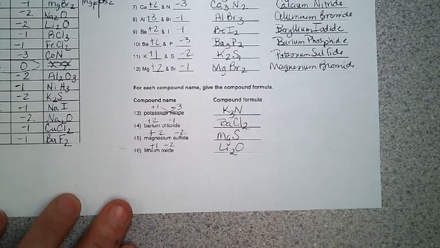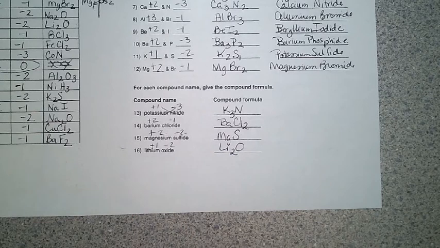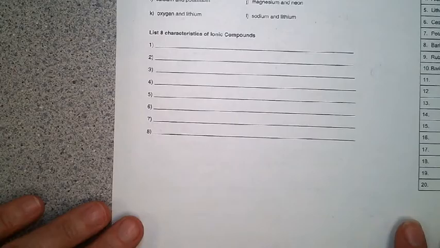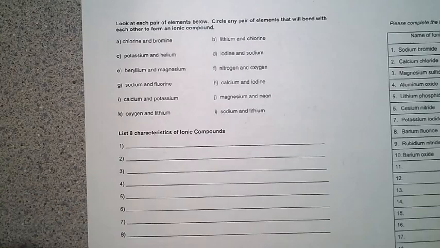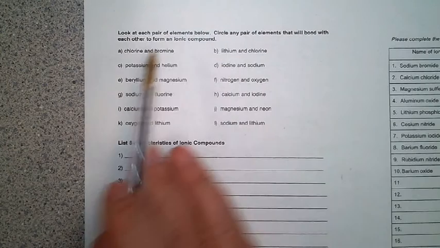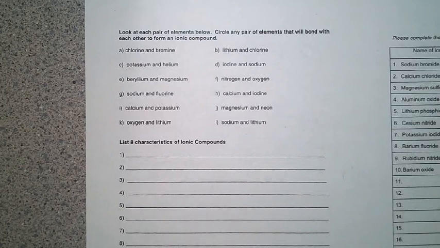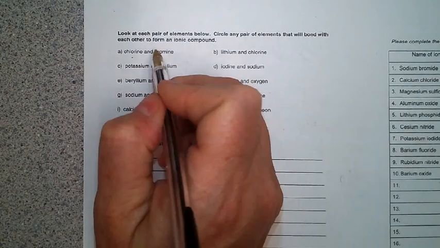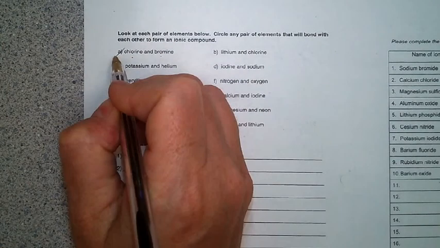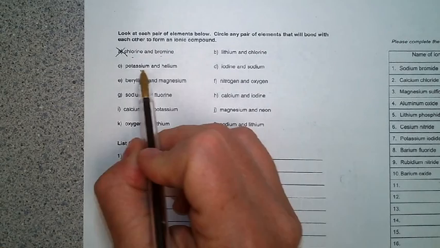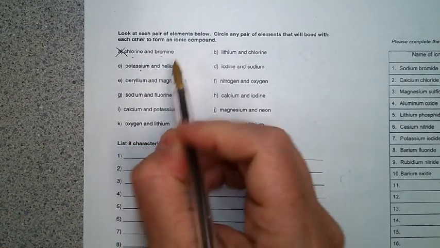And there's that side. If you need more practice, we're going to flip over to the back. It says, look at each pair of compounds or elements below and circle any pair of elements that will bond to each other to form an ionic bond. So if we're looking for ionic bonds, we're looking for a metal and a non-metal. So chlorine and bromine, that would not be, because chlorine and bromine are both nonmetals. Potassium and helium, that will not. Helium's a noble gas. It's not going to bond with anything.